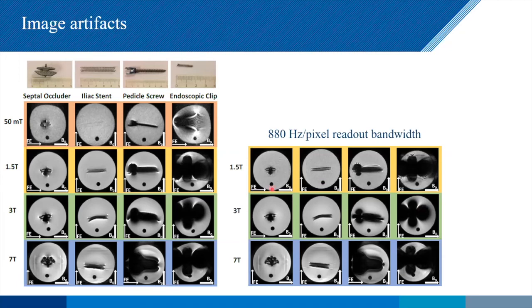And so she's been looking at different kinds of clips over here. It's interesting, if you look at this, this is an iliac stent, goes around one of the vessels. And you can see significant artifacts here at 1.5 and 3 and 7T. You can hardly pick it up at 50 millitesla over here.